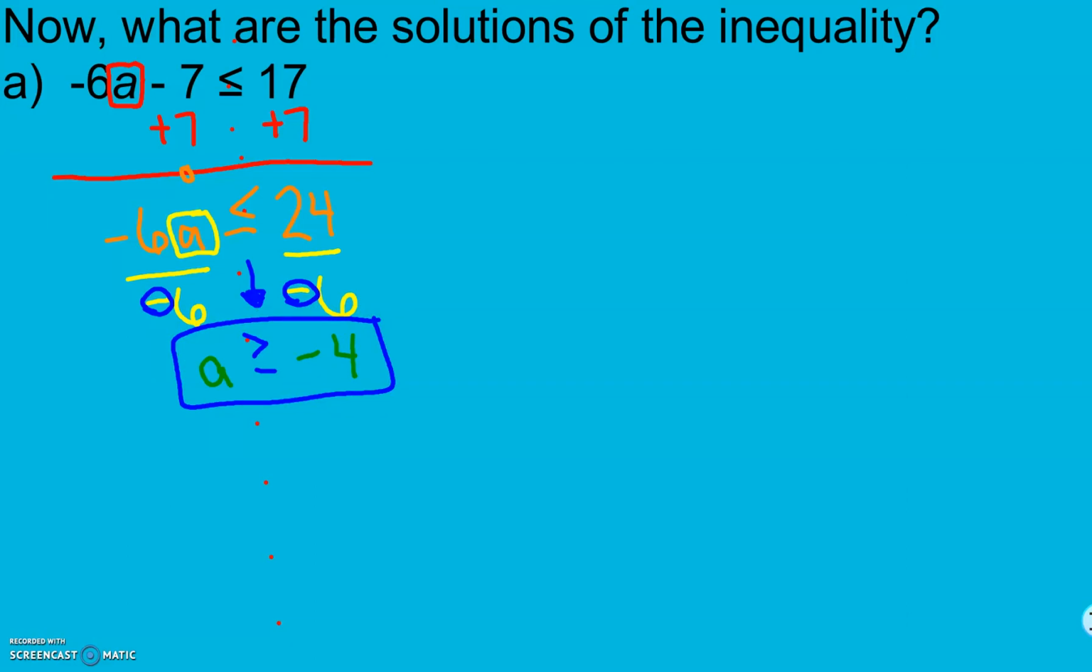Now, to check it, I plugged my boundary point, -4, in, and it equals 17. Again, our boundary point should have an equals and give us a true statement. And then I plugged in a number greater than -4, like 0 here. And I got -7 is less than or equal to 17, which is true, so my inequality is true as well.